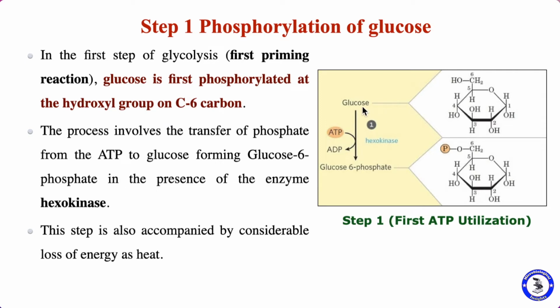In the first step, the glucose is converted to glucose-6-phosphate. The first ATP molecule is utilized here. Let's move on to step 2.